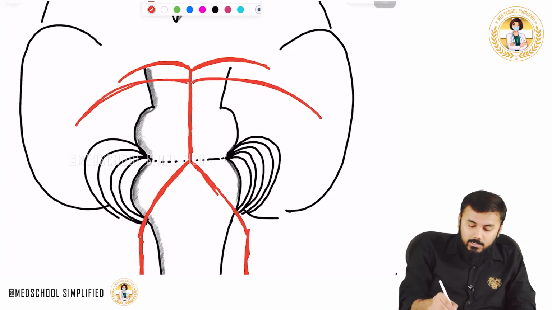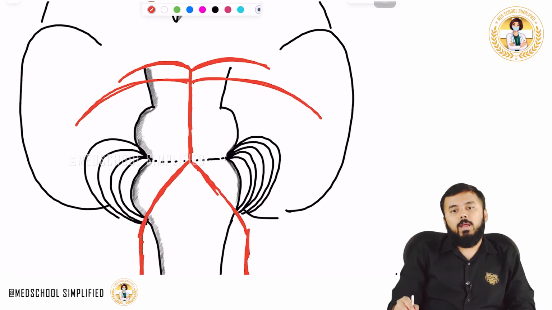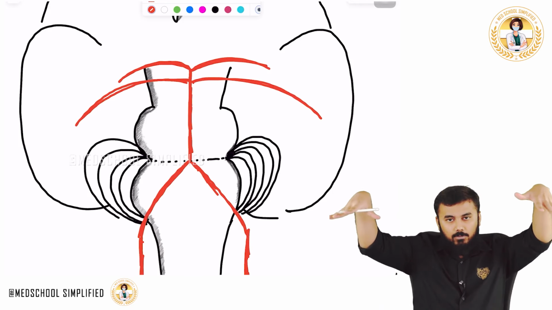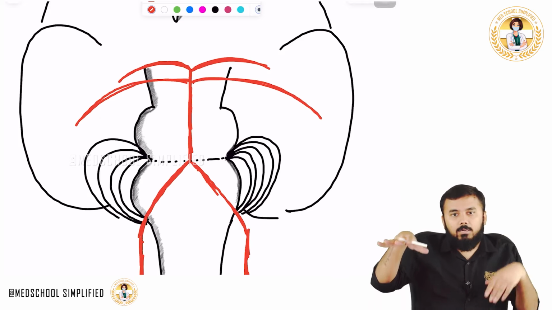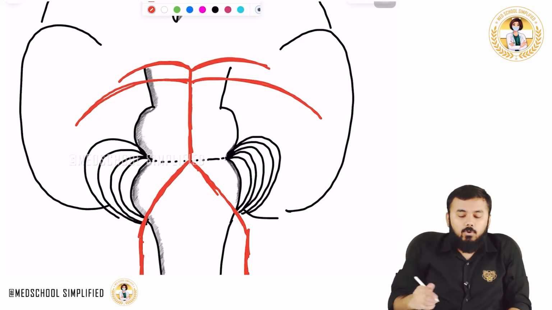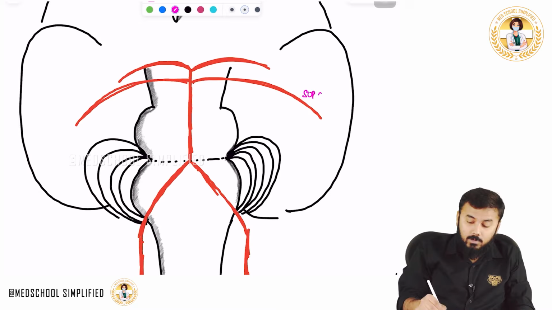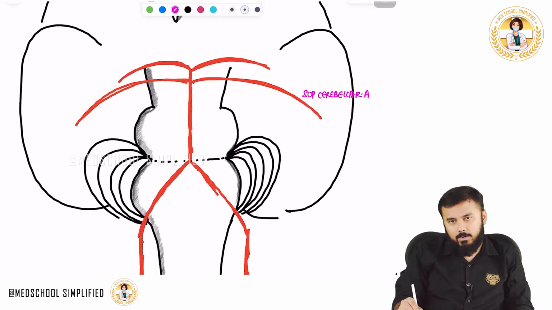This is a branch that is coming all the way like this. This branch is supplying the cerebellum like a tent. Completely it is supplying the cerebellum like a tent. It is covering the top surface of the cerebellum. That is why you call this artery the superior cerebellar artery.